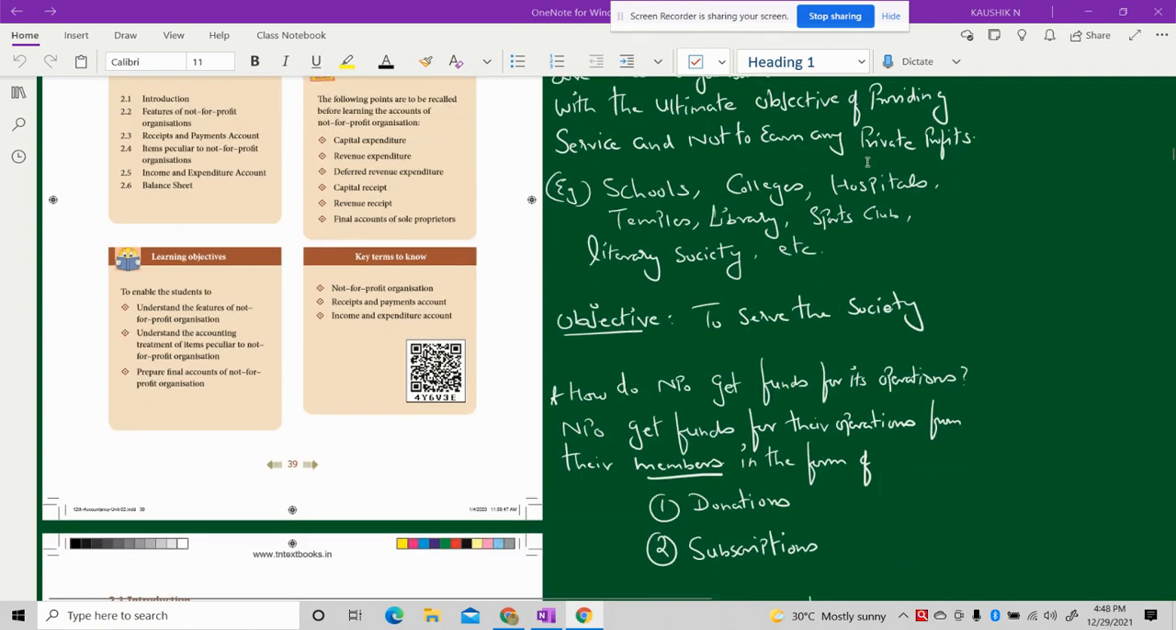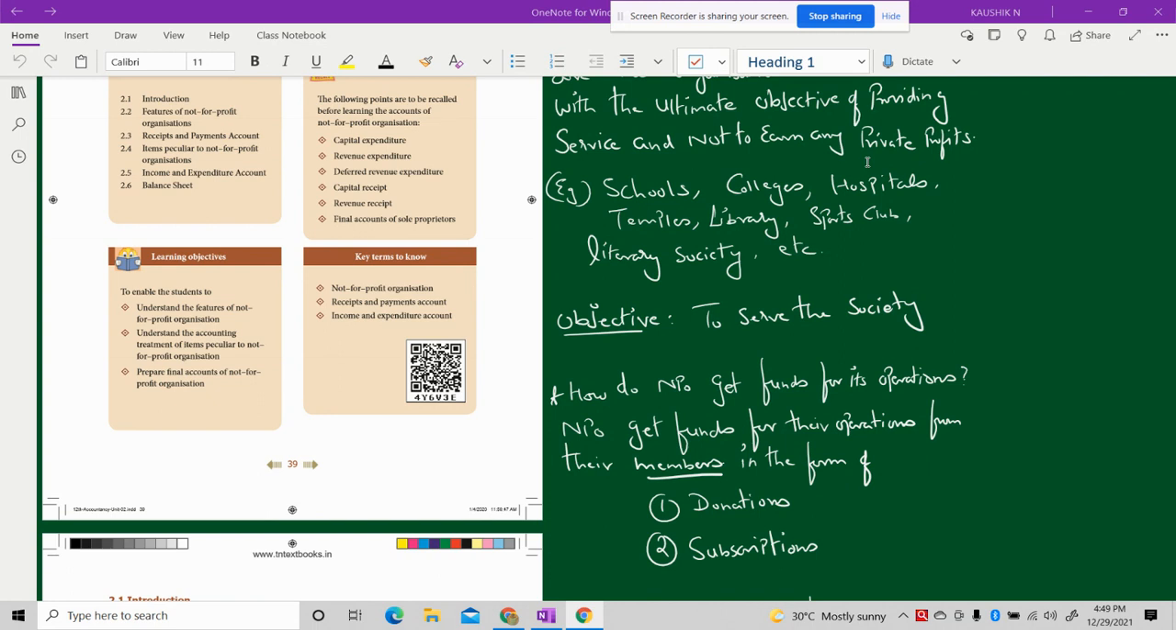And as we all know, to start or set up any business, we need the most important item, that is called capital or investments, funds. We name them with different names. Now, we should understand how an NPO gets the basic requirement for running its operations, that is funds.